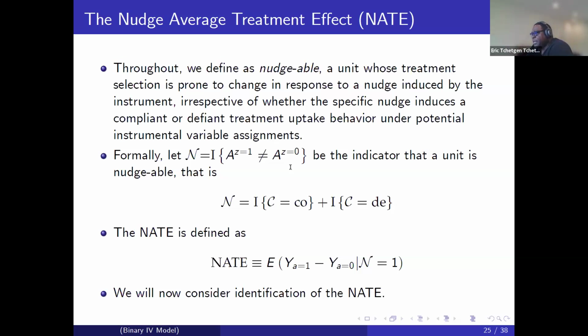Formally, let N be the nudge-able individuals. So those are individuals for whom A(z=1) does not agree with A(z=0). So either compliers or defiers. Then the nudge average treatment effect will be the average treatment effect among the nudge-able individuals. Okay? We'll now consider identification of this NATE.